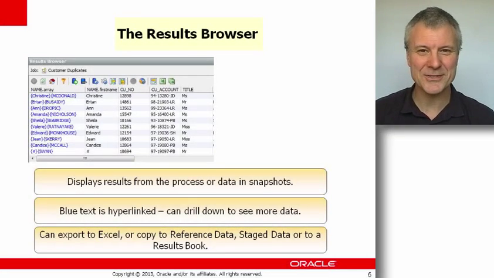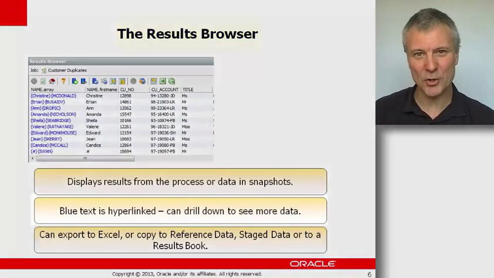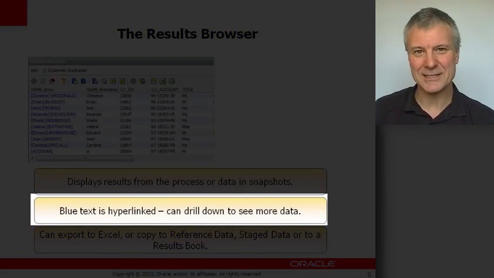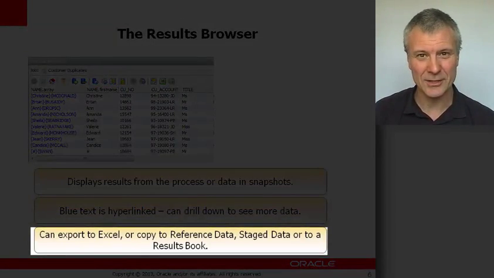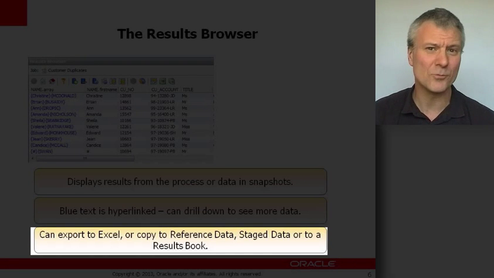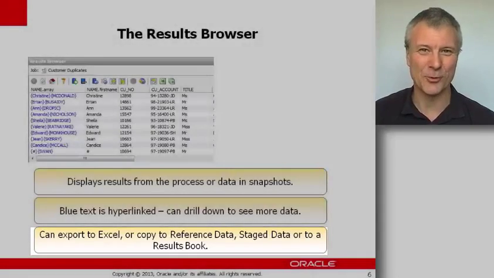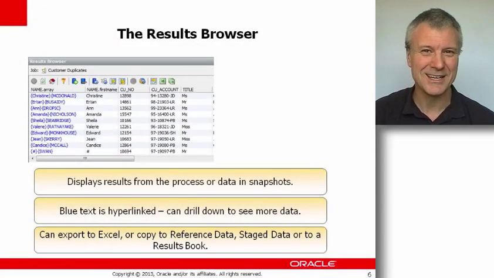Let's look at the results browser then. I showed you this in the demo. Just remember that any text in blue in the results browser is hyperlinked. So you can drill down on it, you can get as far as the underlying records, which is really nice functionality. Remember, you also have the export to Excel icons on the results browser's toolbar, which you can use to export the results to Excel, which is just a quick, dirty way of getting results out of EDQ, perhaps to email to a colleague or something like that.